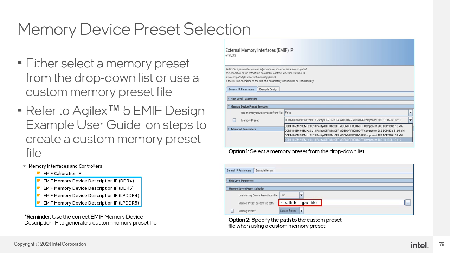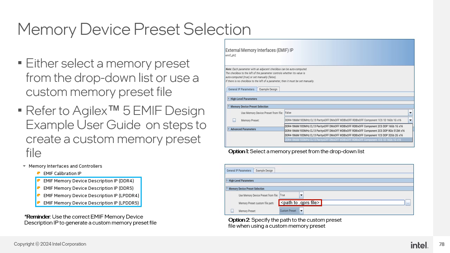The controller options in the Basic tab are mostly mapped to the memory device preset selection. Let us take a closer look at the memory device preset in Agilex 5 FPGA EMIF IP. Memory preset is a file that contains all the parameters that describe the memory structure density, organization, and memory timing parameters. You can either select a memory preset from the memory preset drop-down list or use a custom memory preset.